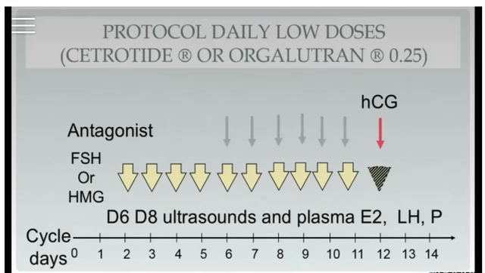The most used is the antagonist daily dose. It can be introduced on a fixed day, like day 6, or flexibly, according to the size of follicles or estradiol levels. These protocols are called fixed or flexible. You use the antagonist every day until the day of HCG.